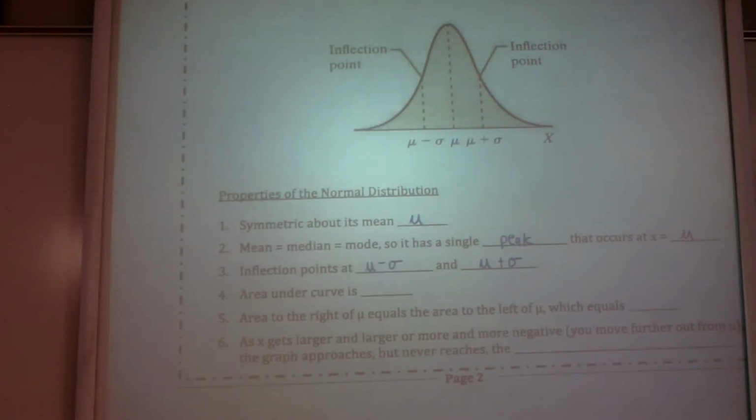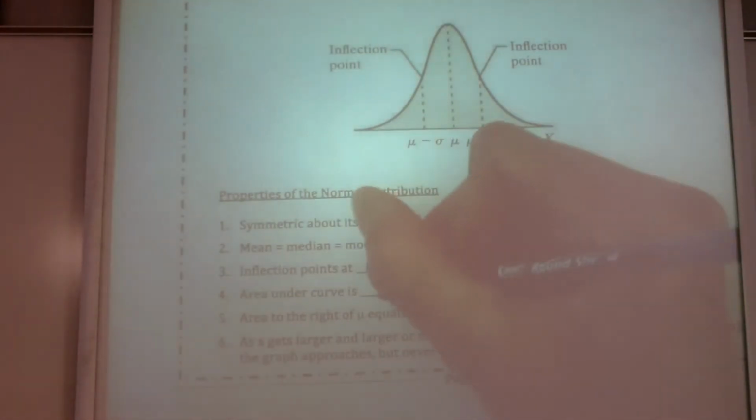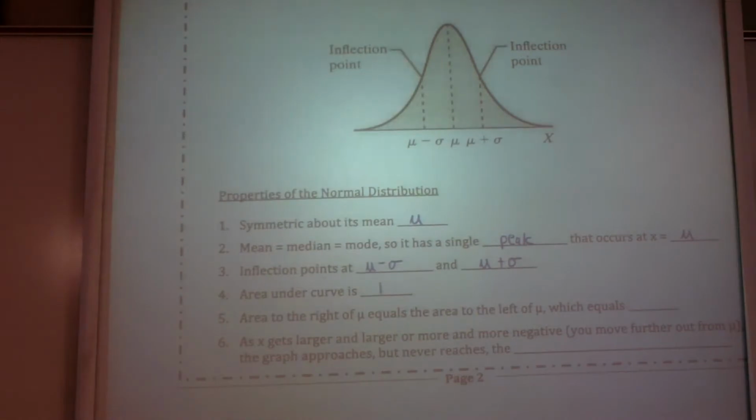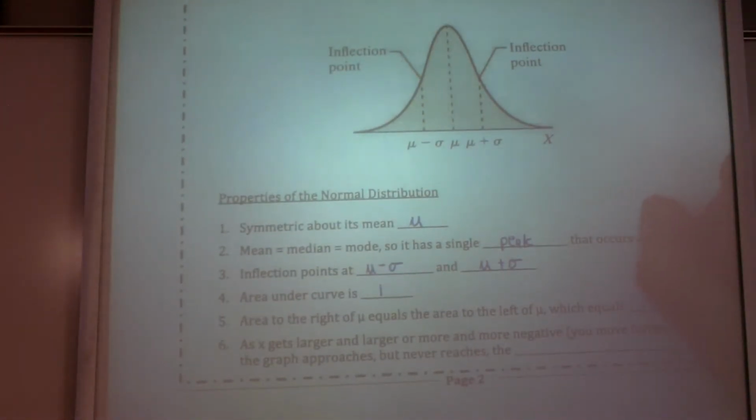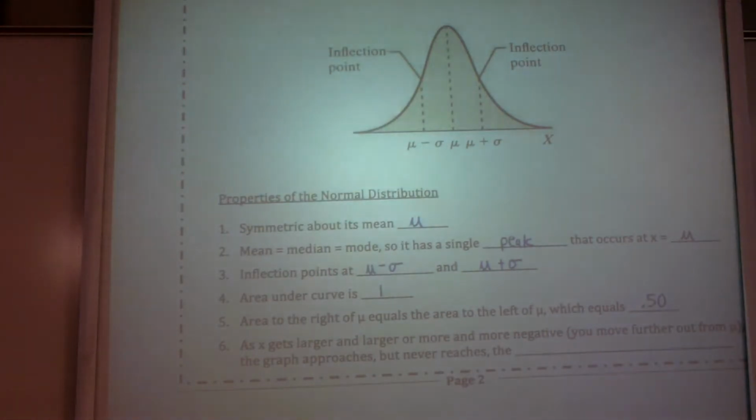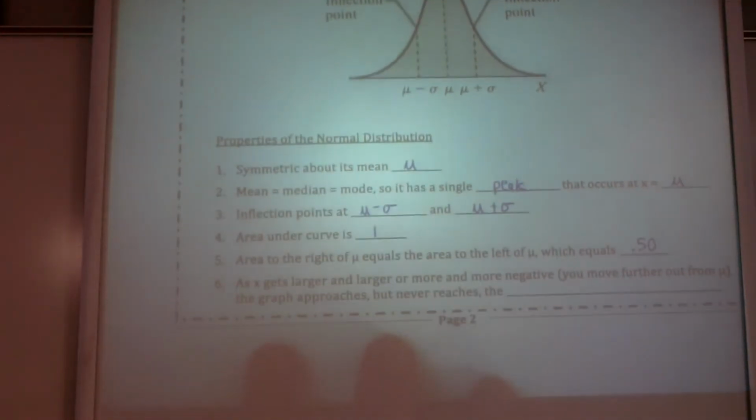Just like any other probability distribution, the area under this needs to add up to 1. Now, since it's symmetric, if I'm only looking at the area right of the mean, what do you think that's going to be? What about the area to the left? What do you think that would be? And you'd be right if you said it's 50% on the right, 50% on the left, and then it adds up to 1.